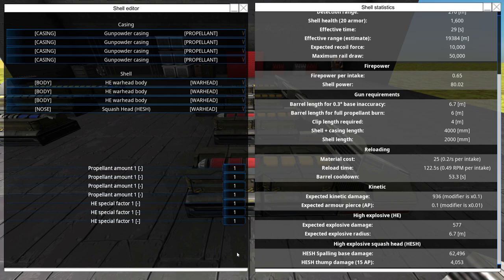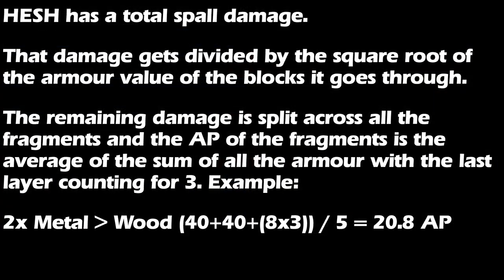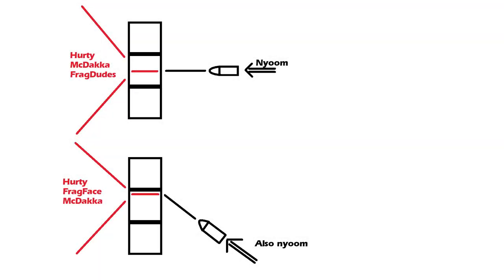I'm going to display my amazing art skills here and put up a paint diagram to show you exactly how HESH works, because it's kind of hard to put in words. Now, as you can see, fragments can spawn in really sneaky ways, because no matter the angle of impact, they're going to spawn in the same spot.